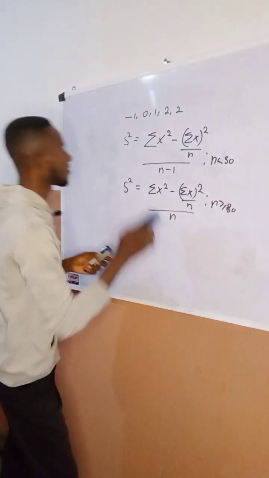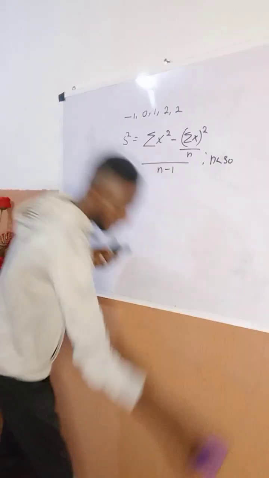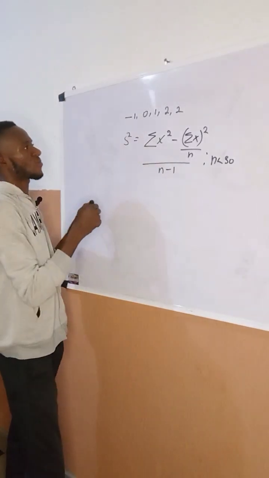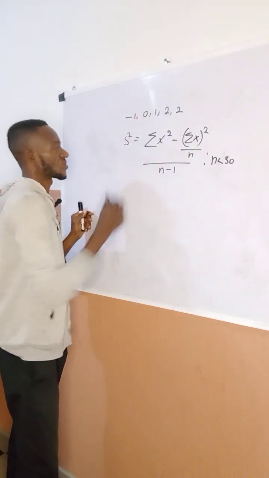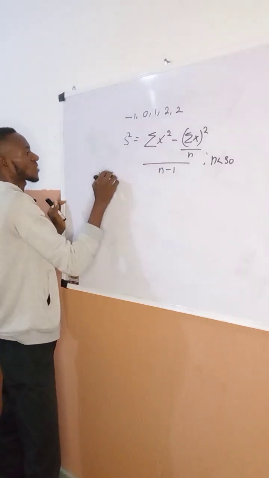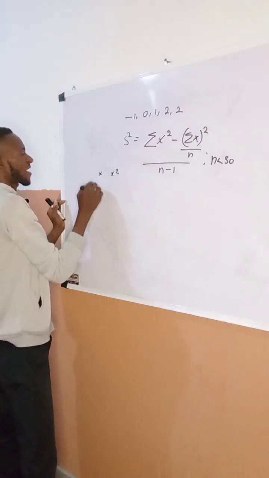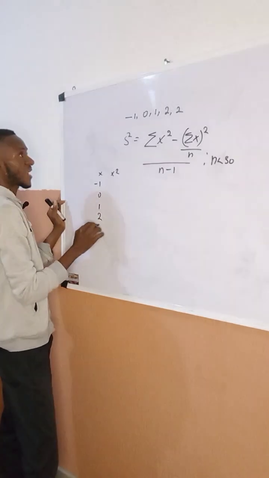So let me quickly clean this. One of these, I want to use the first one. So using it here, what I'm going to do is square each of these observations. I'll come here and have this one as my x and this one as my x squared. Under my x, I have minus 1, 0, 1, 2, and 2.